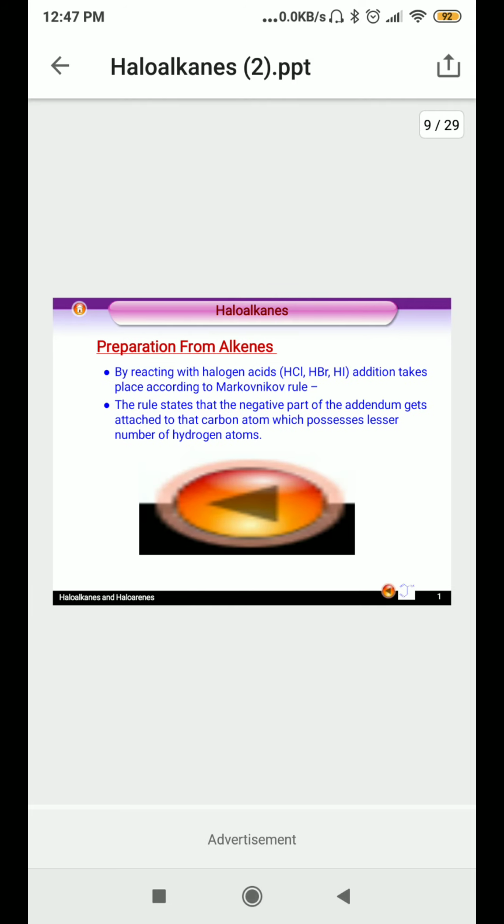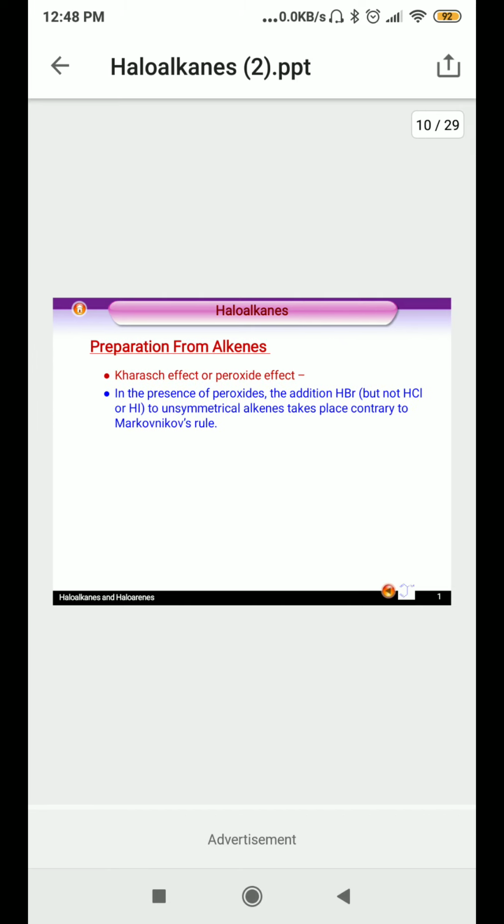Now let's discuss preparation from alkenes. As we know, alkenes are hydrocarbons which contain a double bond. What happens when you add HCl or HBr? It will add through Markovnikov or anti-Markovnikov addition. As per the Markovnikov rule, the halogen goes to the carbon atom which has fewer hydrogen atoms. The rule states that the negative part of the addendum gets attached to the carbon atom which possesses the lesser number of hydrogen atoms. The opposite of it is known as anti-Markovnikov, the Kharasch effect or peroxide effect.